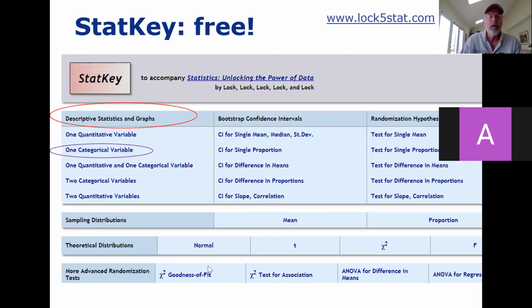So I put this up here. This is a platform that you might see in your future at Towson. StatKey is what we're using in the statistics course at Towson. We can use this free platform for statistics, which may be useful here.